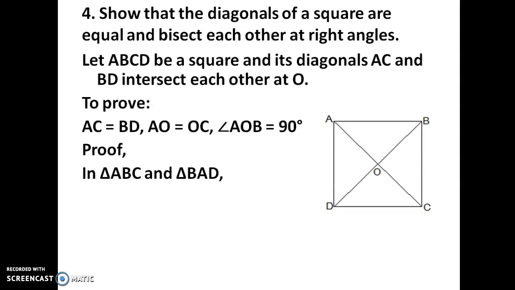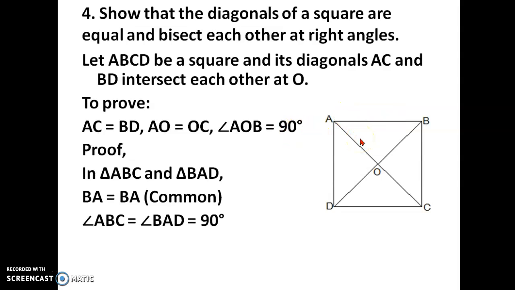So proof, we are taking the triangle ABC and BAD. Okay, ABC and BAD, these two triangles we are taking. And if you see here, BA is common. Both are having this side. So BA is common for both triangles. And angle ABC is equal to angle BAD equal to 90 degree. Okay, so since it is a square, you have 90 degree. Then AC equal to BD, that's a diagonal.